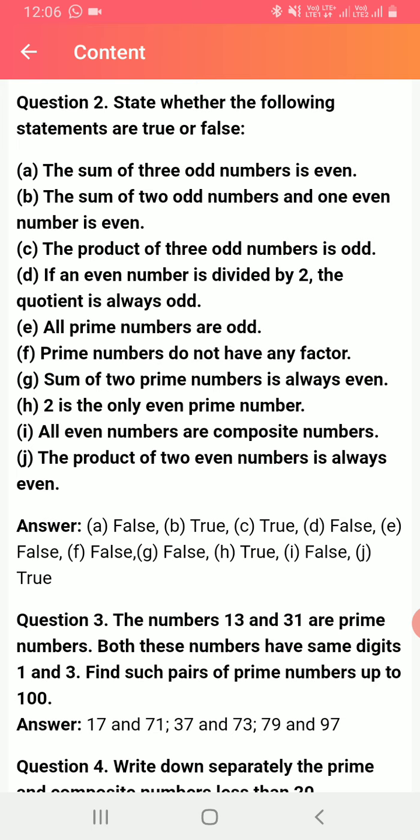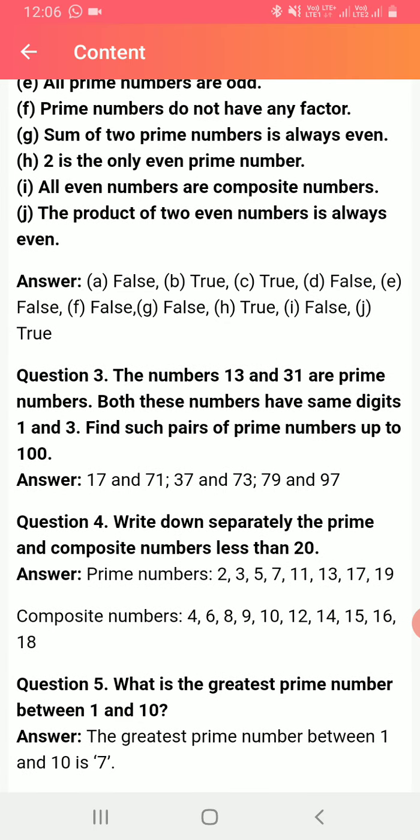Okay. So the question is, all even numbers are composite numbers. Here we have 2 as a prime number. So this statement is false. The product of two even numbers is always even. True. If you multiply two even numbers, your answer will, without any doubt, be even. So the last one is also true.